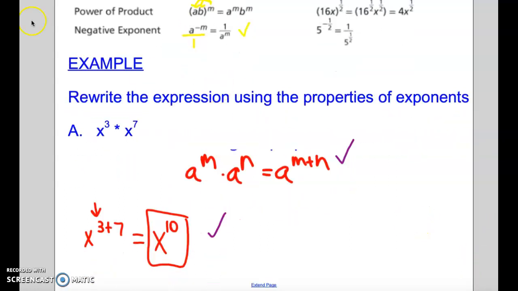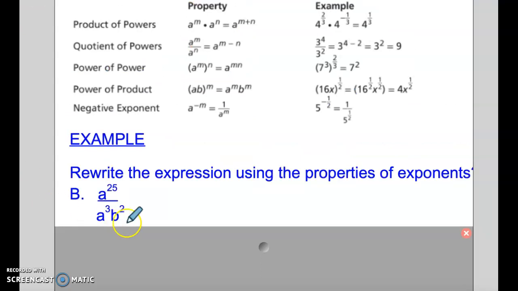Let's take a look at another one. Just one property in this example. Which property do you think we're going to use? So I'm dividing variables here. Hopefully you notice that I have an a in my numerator and an a in my denominator. We can only simplify variables when they're common, right? Notice all of these properties, they're the same here, right? A and a are the same.